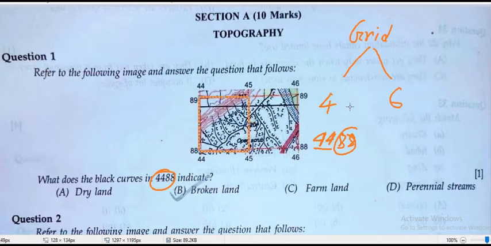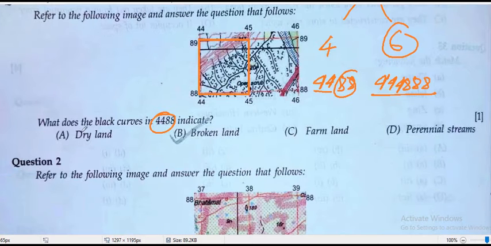Another type of grid reference is known as the 6-figure grid reference system. Here the numbers can be like 444, 888. That means here 6 numbers are there, and in detail they are showing the grid reference. So according to the question, what does the black curve in 4488 indicate? They are indicating the broken land. Why? Here you can see some shapes of this type. These are basically used for showing broken land. So the answer is broken land.